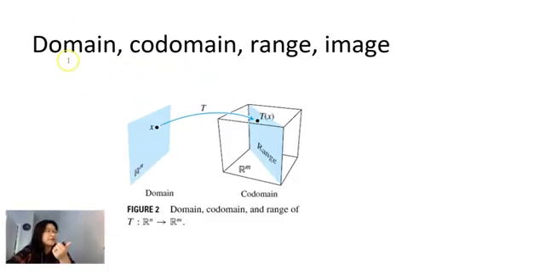And then some vocabulary, we have the domain, which is where we're starting. And then our codomain, which is all of the R^m space. But then the range is where in our codomain our transformation is taking us to. So the range is contained in the codomain, and the range is the set of all the images.